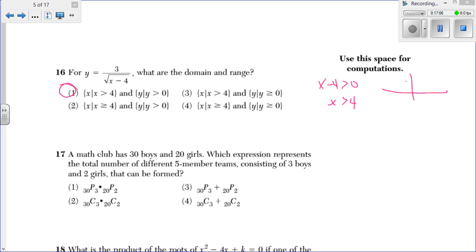When I looked at the graph, it did something like this. And it gets really, really close to 0, but never actually touches it.